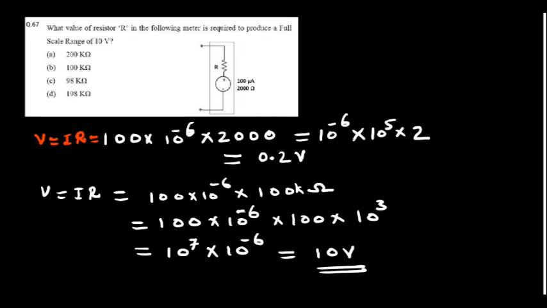Then what is the resistor value we have to put here to get a 10 volt range? Because if you use a total of 100 kilo ohm resistor, then you will get a 10 volt range. So already a 2 kilo ohm resistor is there. Then what is the value to be added? That is the 98 kilo ohm.